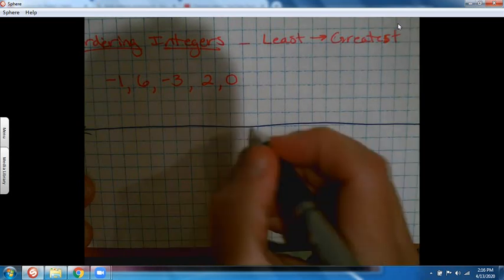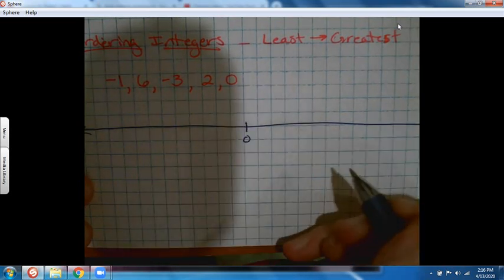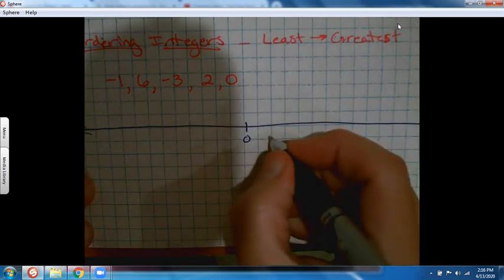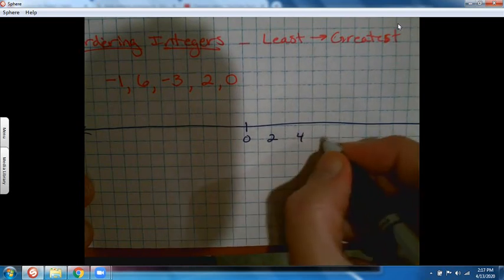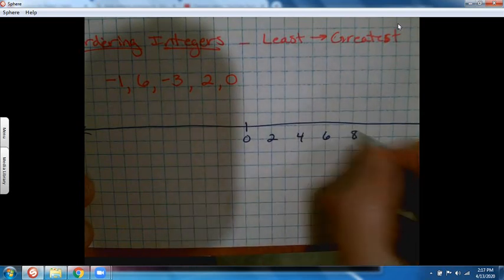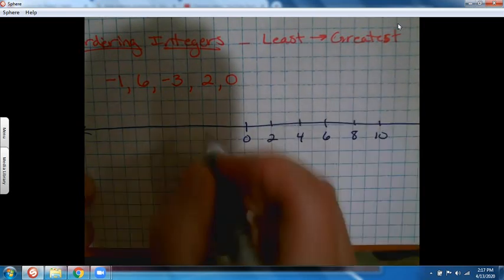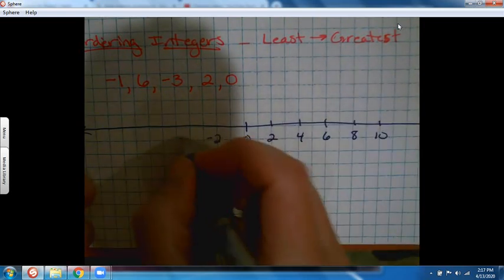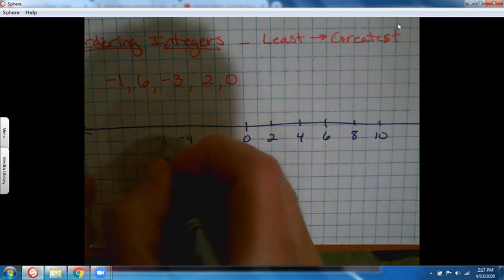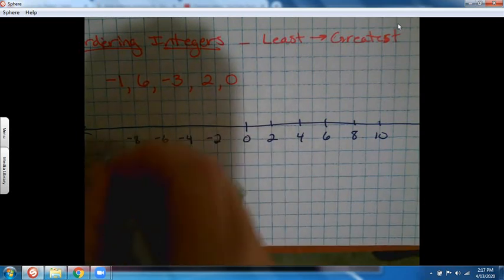Put your 0 always as a starting point. Then I just do it by 2s because I'm lazy. You guys know that about me. And plus, when you're doing negatives, when you write your negative, it takes up more space, so sometimes that's an issue.